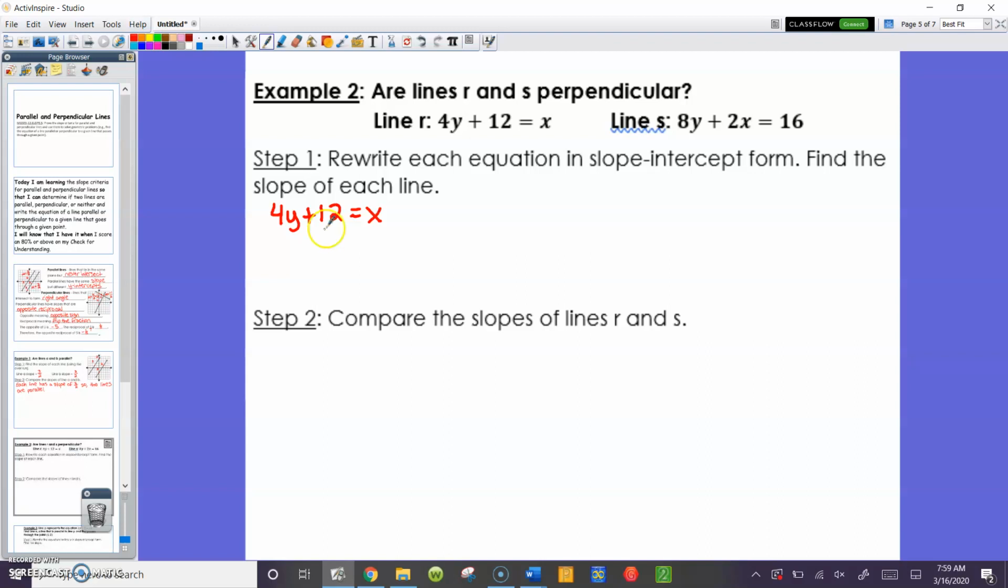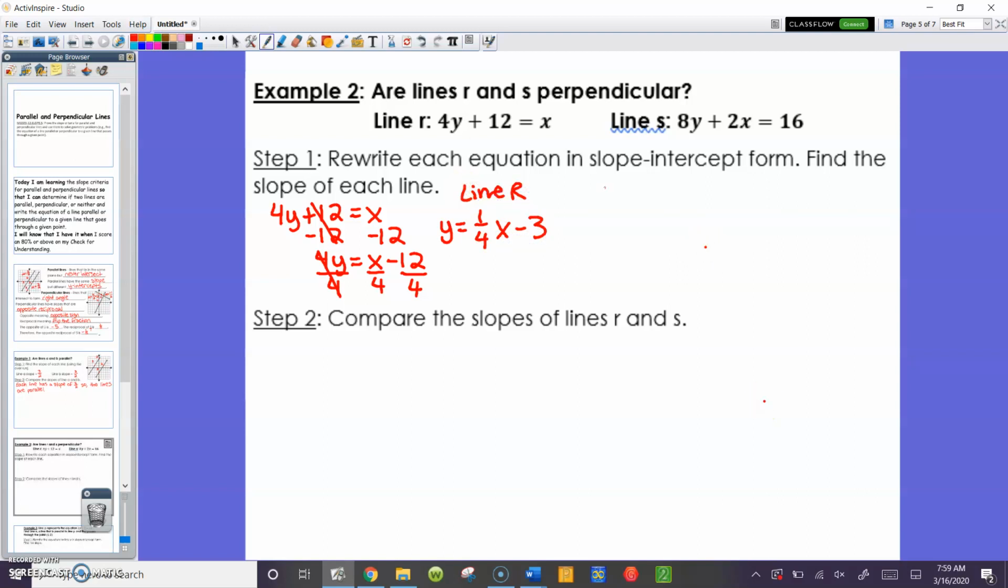So in order to solve for y, we'll first subtract 12 on both sides. We're left with 4y equals x minus 12. And now we will divide each term by 4. And we're left with y equals 1 over 4x minus 3. Okay, so that's line R.